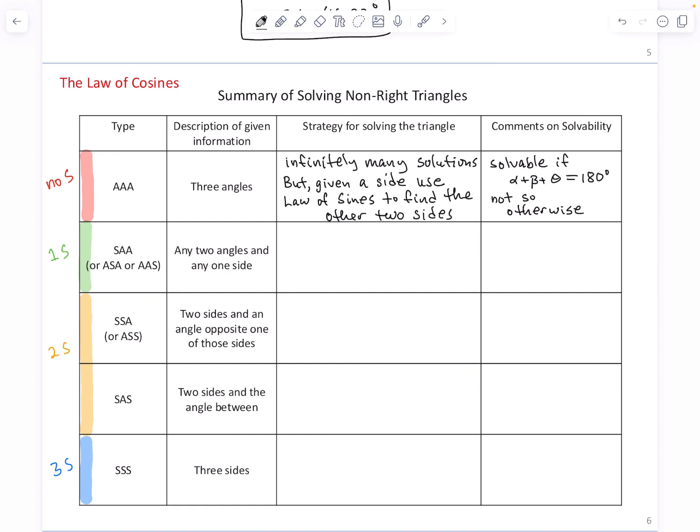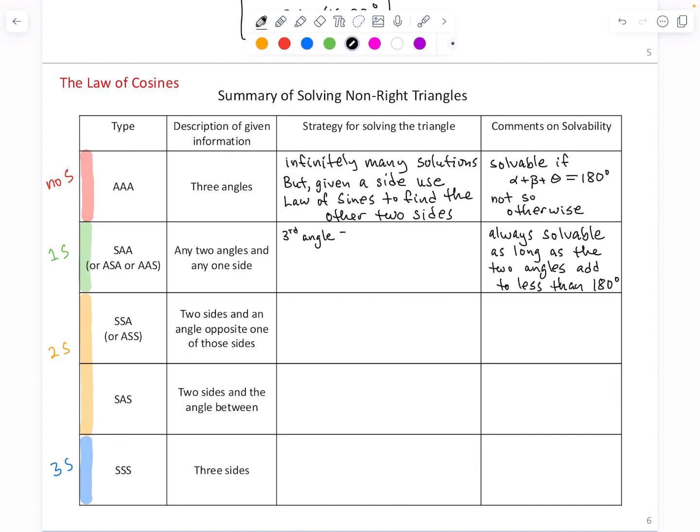Now, if you know any 2 angles and any one side, we addressed this in the last topic on the law of sines, and they are always solvable as long as the 2 angles add to less than 180 degrees. That gives you room to find the third angle. And that third angle is found by doing 180 degrees minus the sum of the other 2 angles. And now we know all the angles, and we know a side, so we can use the law of sines to find the other 2 sides.